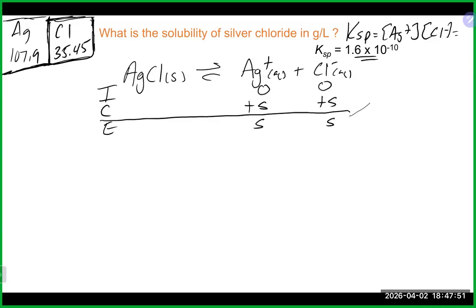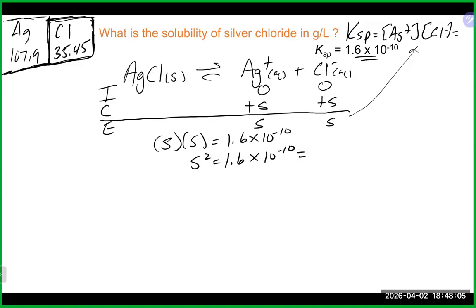At this point, like normal, we're going to go into our expression, and that's going to give us s times s is equal to 1.6 times 10 to the minus 10. That is s squared is equal to 1.6 times 10 to the minus 10. That means we're going to do a little square root action there on both sides, and that's going to get us here the square root of 1.6 times 10 to the minus 10. It's going to get us 1.26 times 10 to the minus 5, which will equal our molar solubility in this case.